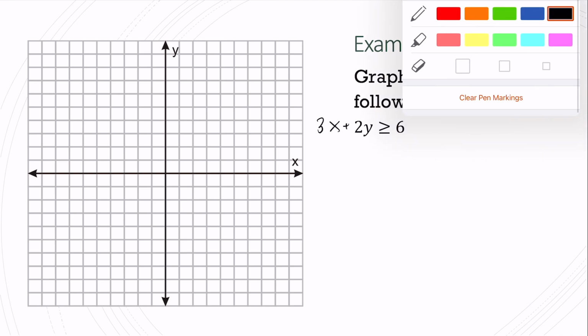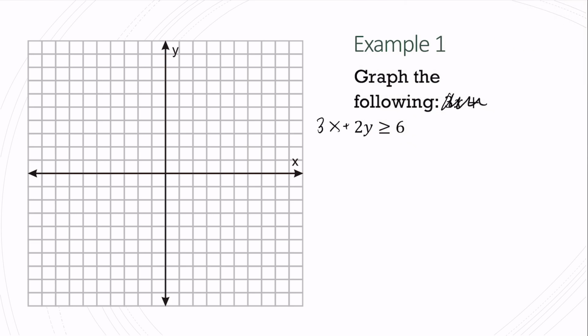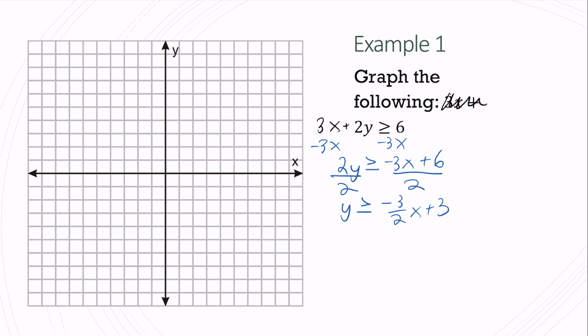So what we need to do first is go ahead and solve this for y so we can see our slope and our y-intercept. I'm going to subtract 3x from both sides. 2y is greater than or equal to negative 3x plus 6. I'm going to divide both sides by 2, remembering that if I divided by a negative, I would have had to flip the sign. But since 2 is positive, I do not. I get negative 3/2 x plus 3.